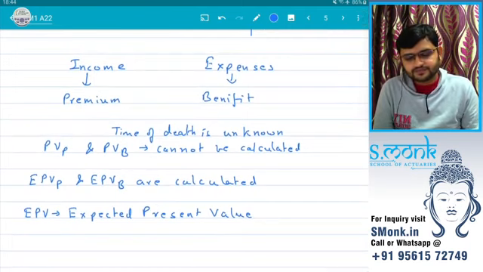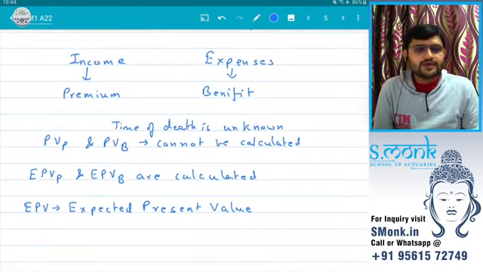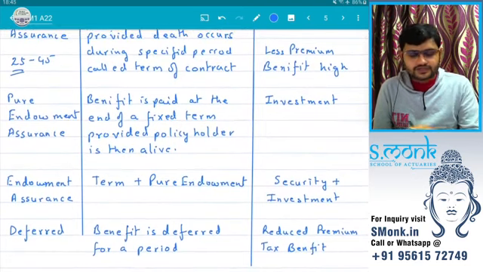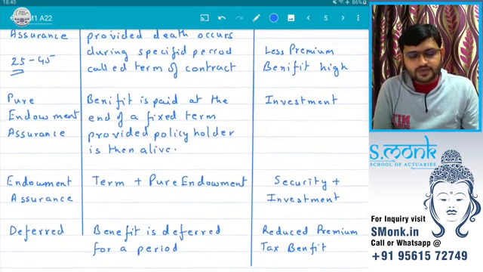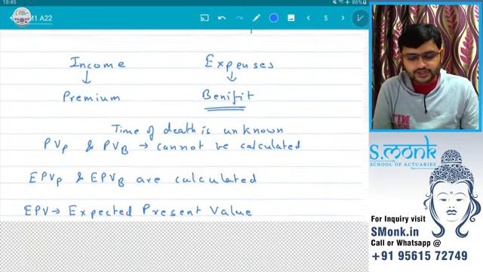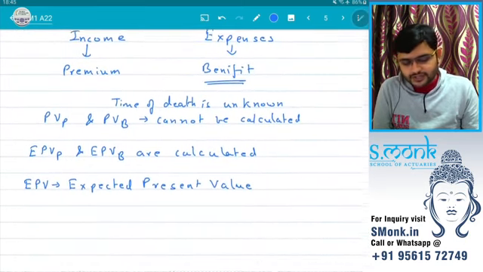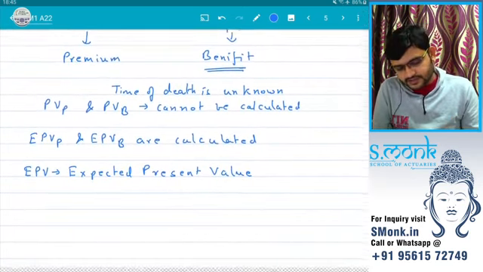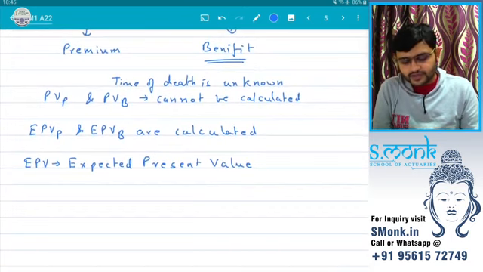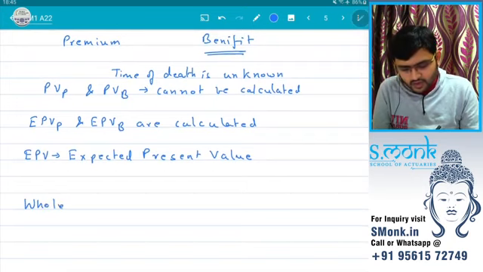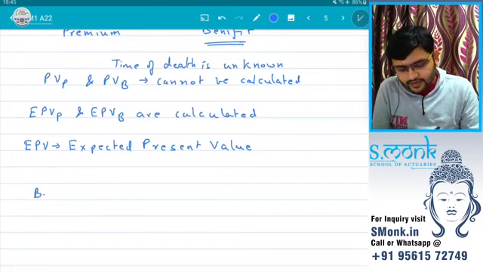Now we'll learn how to calculate expected present value. Whenever we are talking about assurances, we'll take it in terms of benefits, because we pay benefit in those assurances. So let's talk about how to calculate the expected present value in all of these cases, in terms of benefits or in terms of assurances. Okay, so let's talk about whole life.